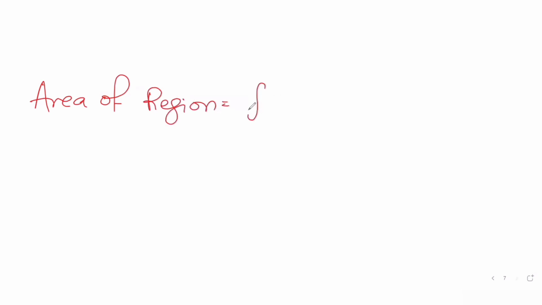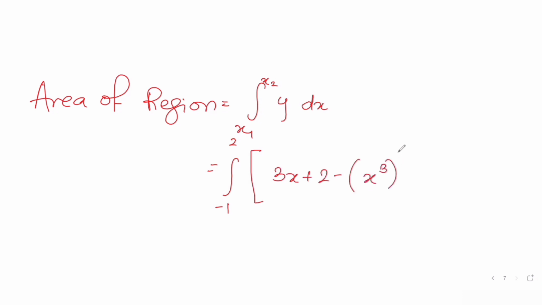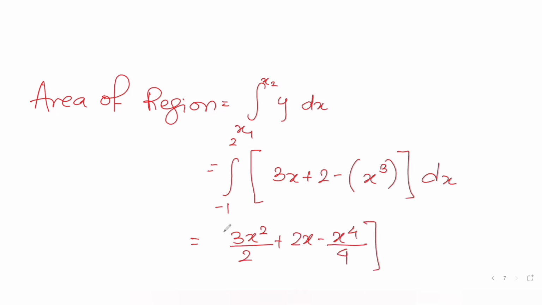the area of the region, we know here it's x1 to x2 and y dx. So if I take that, you have -1 to 2. Here you have y as 3x plus 2 minus x cube dx. So if you integrate this, you get 3x square by 2 plus 2x minus x raised to 4 by 4. And the limits are -1 to 2.